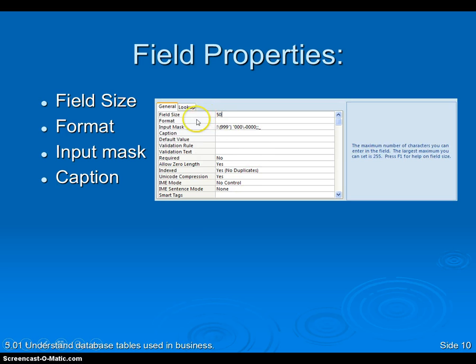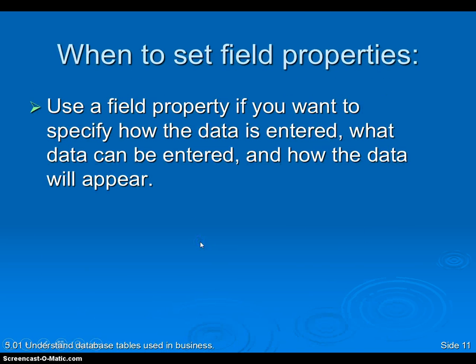These are some more of the field properties. Again, field size tells you how many characters you can have. Formatting, if it's going to be currency, those types of things. Input mask, are you going to format it for a zip code, a phone number, those types. Caption, what do you want your name to do? Do you want it to be overridden? We'll be doing allow zero length and indexed and those types of things a little later.